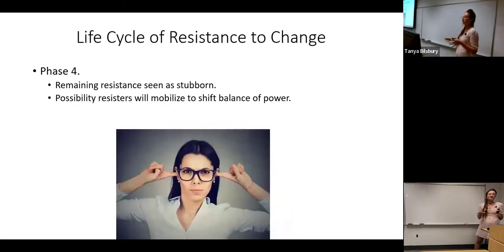Now, let's say the change agents win. Then in phase 4, there will be remaining resistance, and the resistors might try to mobilize to do something about it. And maybe you'll go back to stage 3 again, and have another stage 4. And if the change agents lose, then they might try to put up another fight. And some people might think that they're stubborn, or they need to let go, or they need to get on board.